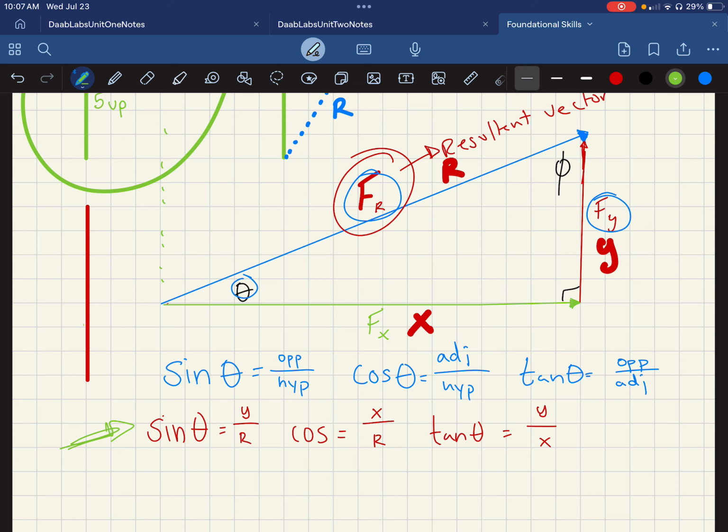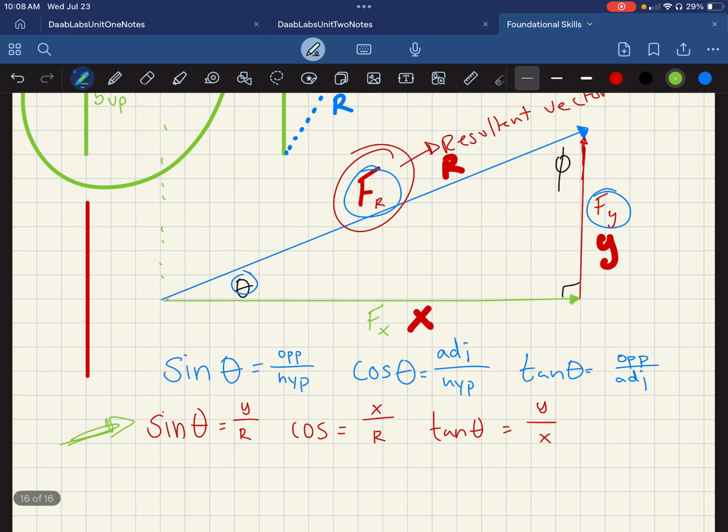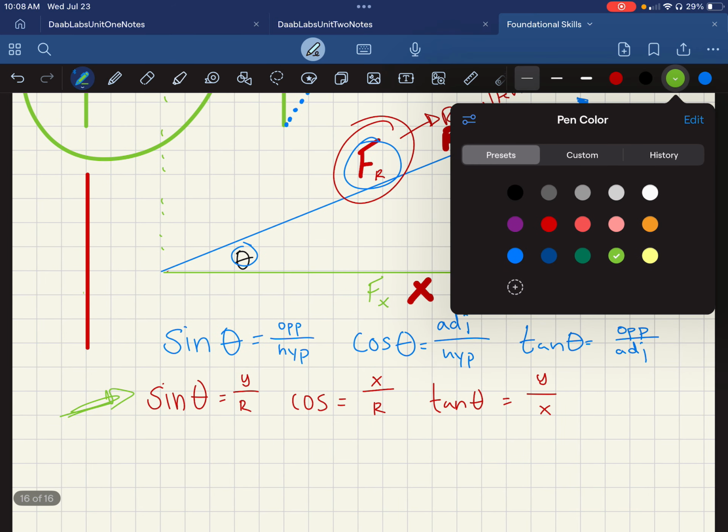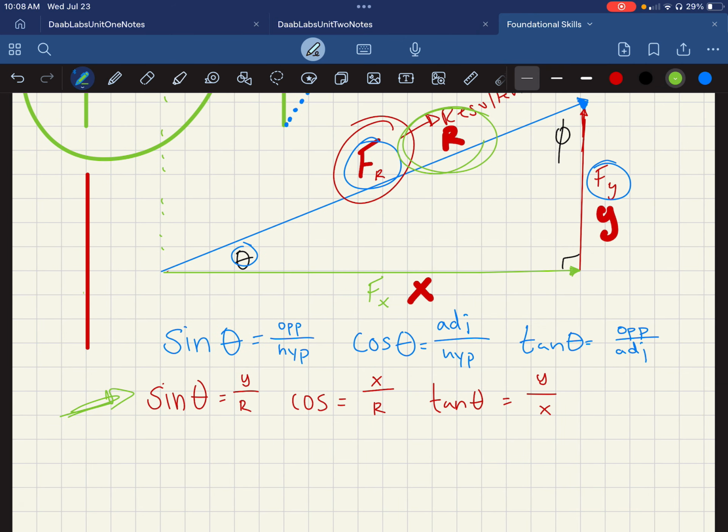I usually have the resultant data. I usually can measure the resultant data just by tracking something's position over time. It's usually a little bit harder, not impossible, but a little bit harder to get individual X and Y components. So I'm telling you this because most of the time you'll have the resultant. Not always, right? In physics, anything can happen. But most of the time you'll have R, and you'll be looking for either X or Y. Usually, not always, but usually, okay?